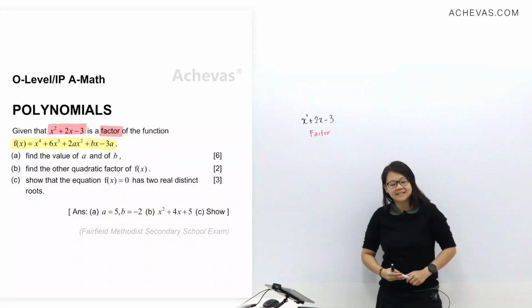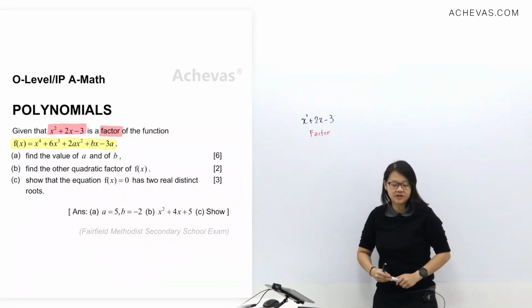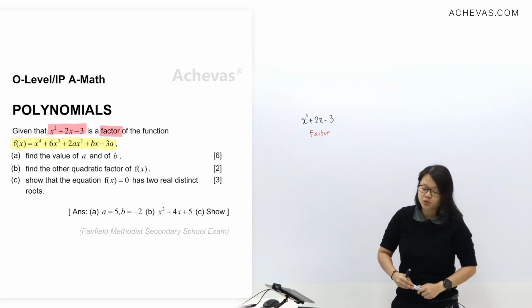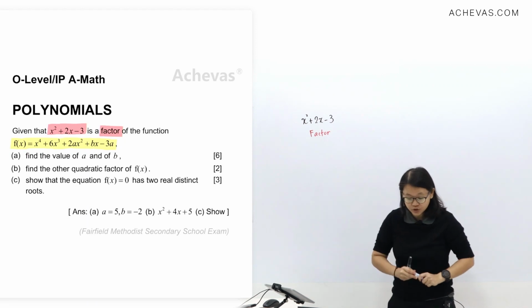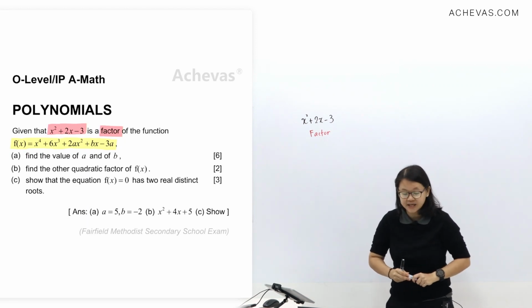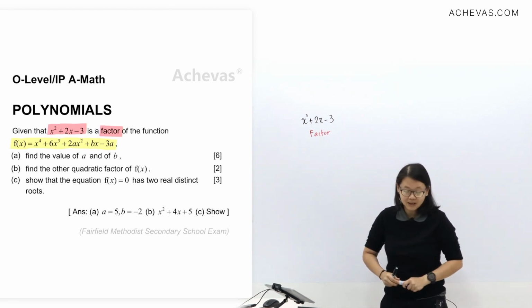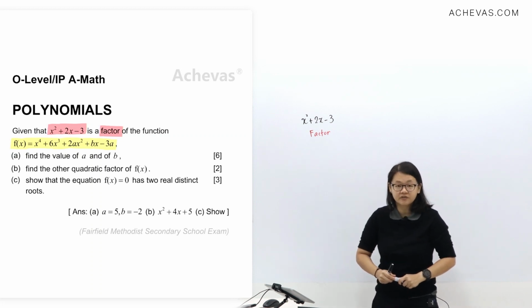Let's take a look at a polynomial question here from Fairfield Methodist. Given that x squared plus 2x minus 3 is a factor of the function f(x) equals x power 4 plus 6x cubed plus 2ax squared plus bx minus 3a. Part A, find the value of a and of b.